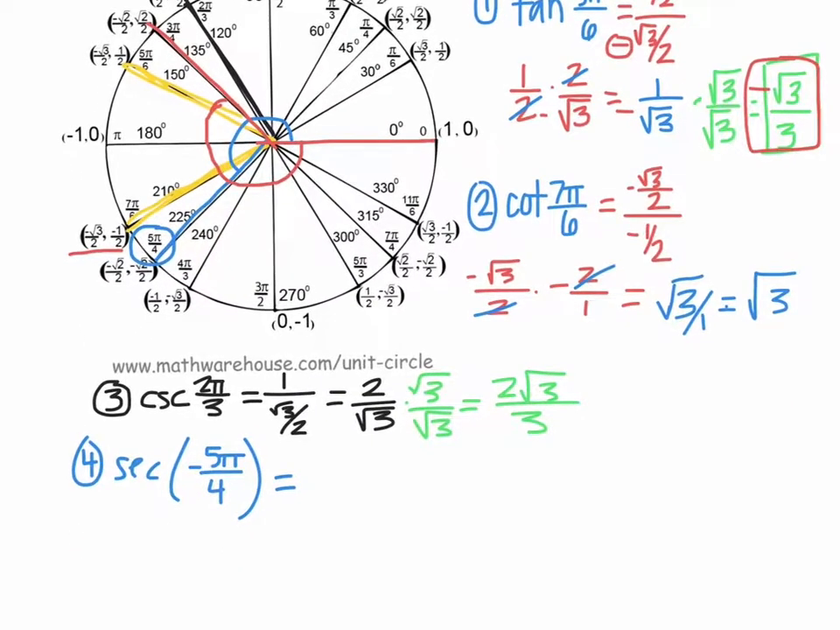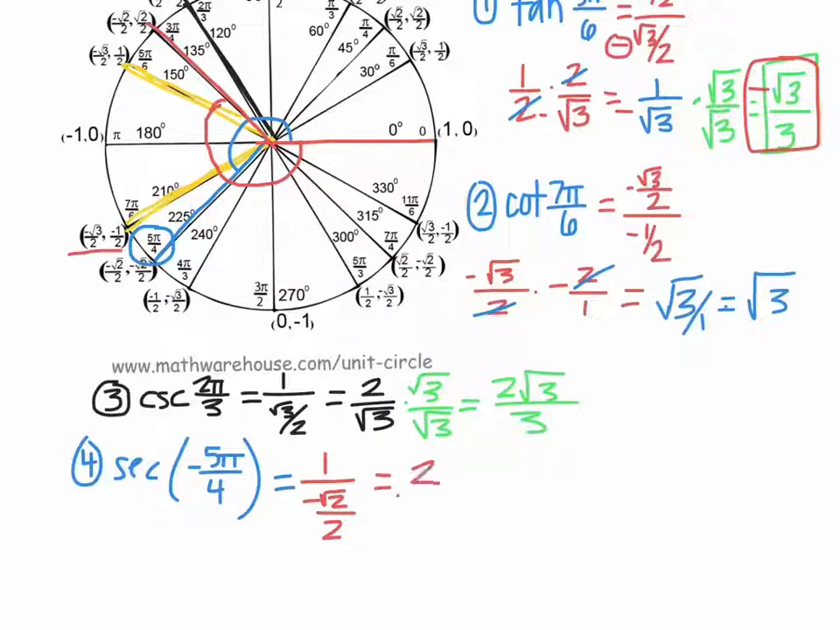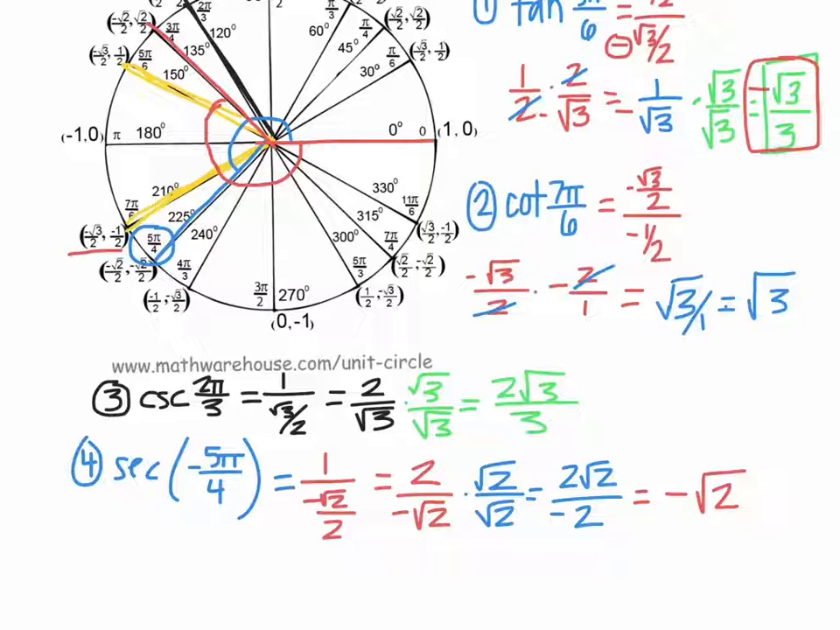Secant is the reciprocal of cosine, and the cosine of negative 5 pi over 4, from looking at that line I just drew, is negative square root of 2 over 2. So secant is going to be 1 over that, which means I can do the reciprocal. You could put the negative on the top or the bottom, doesn't really matter. And then I'm going to multiply the square root of 2 on the top and bottom. And notice that 2 divided by negative 2 is going to be negative 1. And square root of 2 is just going to stay. So the secant of negative 5 pi over 4 is negative square root of 2.